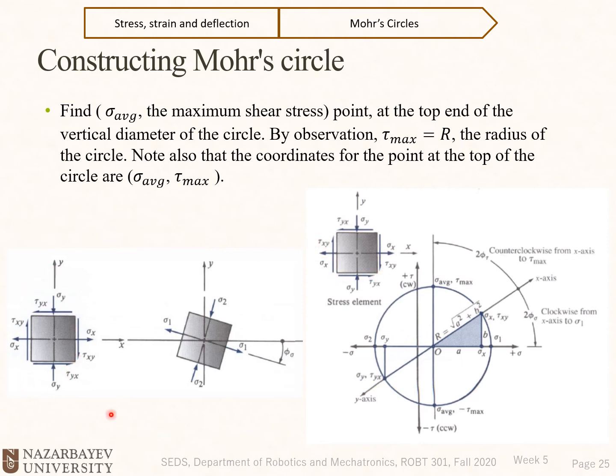Here, for example, they rotated the applied coordinate system by phi sigma, and now on this new element we have maximum normal stresses, sigma 1 and sigma 2, and we don't have shear stresses. Why? Because shear stresses at these 2 points are 0. Again, these are just different representations of stresses on one particular point of our part.